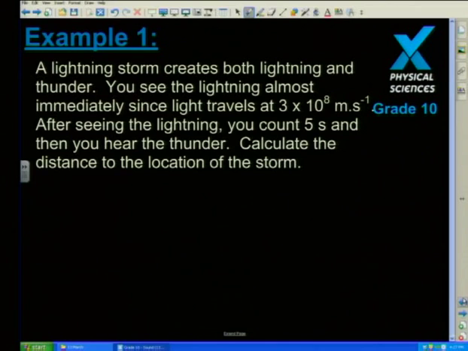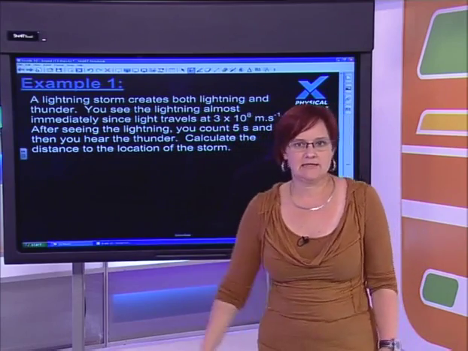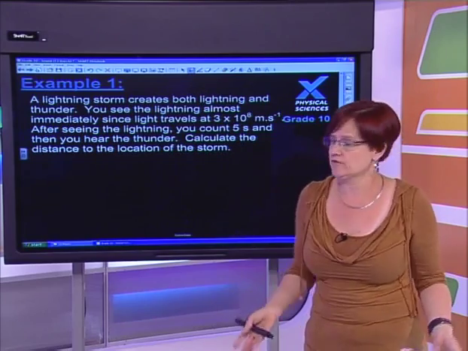The question says to us, a lightning storm creates both lightning and thunder, and the thunder is because of the lightning, and you see the lightning almost immediately because light travels at 3 times 10 to the 8 meters per second. That sentence is just for completeness, grade 10s. It's just to put your question in context. It actually doesn't give you any useful information.